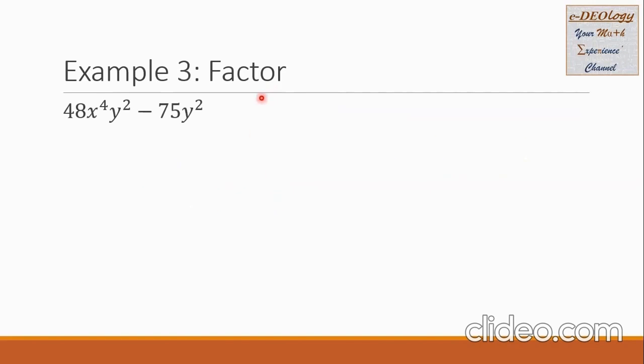Let us consider example 3. Factor the binomial 48x raised to 4 y squared minus 75 y squared. The terms are not perfect squares. We can see here that the variables are perfect squares. However, the coefficients are not. Therefore, these two terms are not perfect squares.